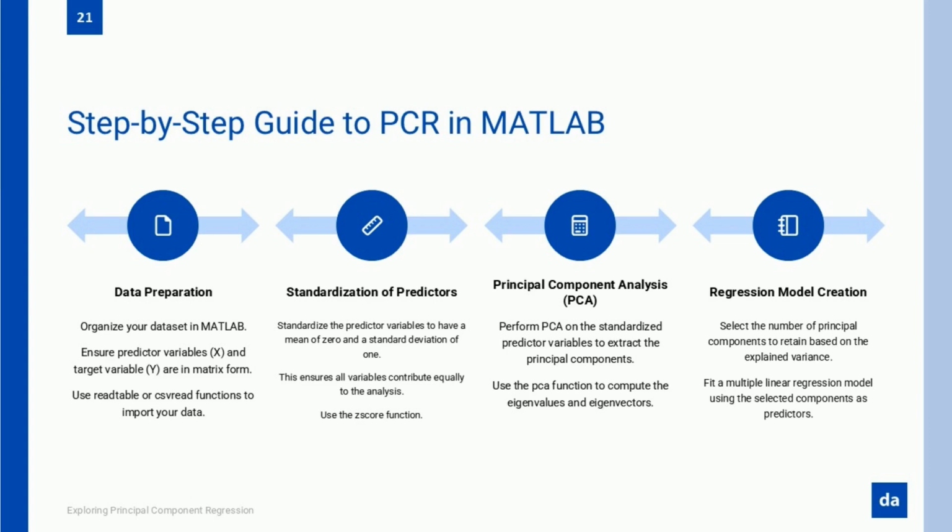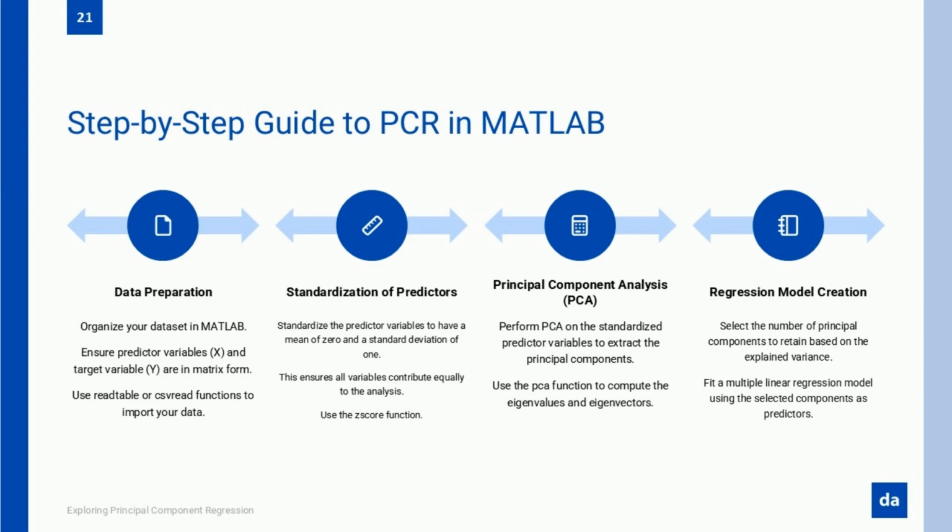Since PCA is highly sensitive to differences in scale, it is crucial to standardize the predictor variables using zscore, which ensures that all features contribute equally to the PCA transformation. Once the data is preprocessed, the next step is computing principal components. MATLAB's pca function is used to transform the standardized predictor variables into a new set of orthogonal principal components. The function returns the principal component scores, eigenvalues, and the proportion of variance explained by each component. The explained variance is analyzed to determine how many components should be retained.